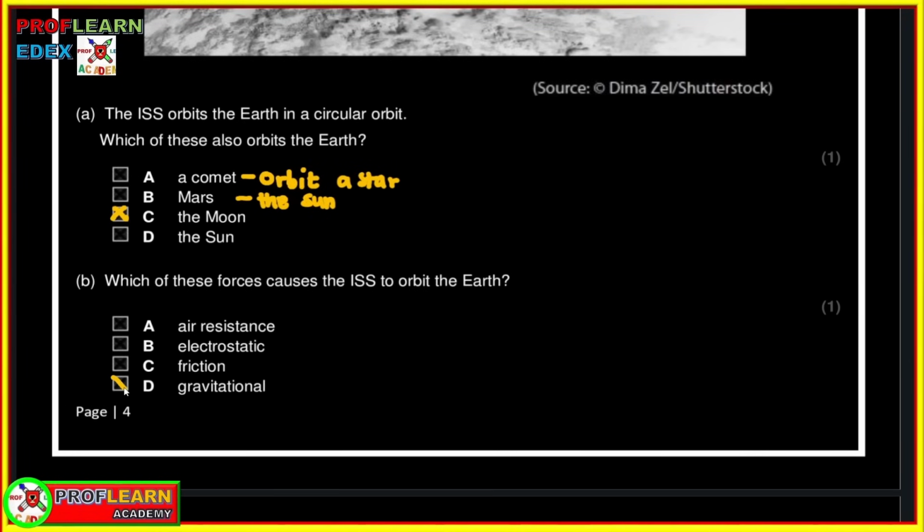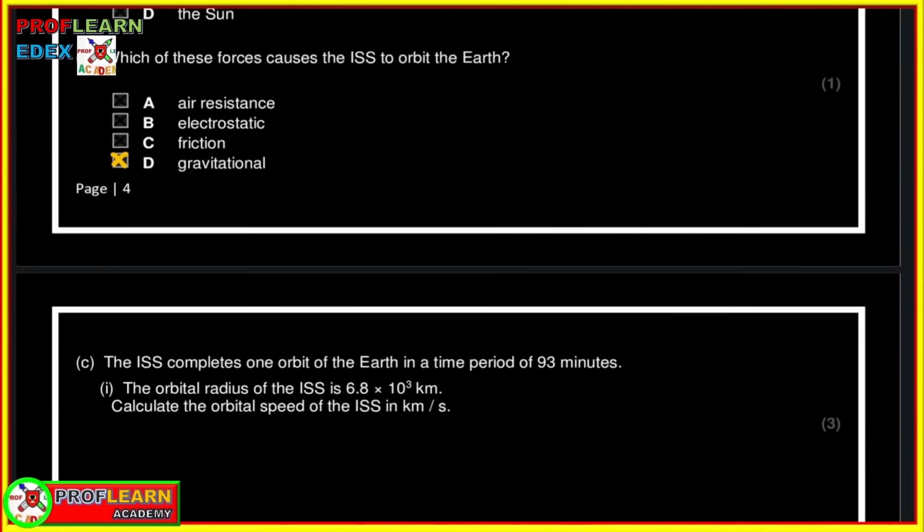Which of these forces causes the ISS to orbit the Earth? This is actually gravitational force. Air resistance is a force that you experience when you are moving or running in an open area where there is air. We have electrostatic, which is a force that exists between positive and negative charges, and friction is a force that is experienced by two objects which are in contact with each other.